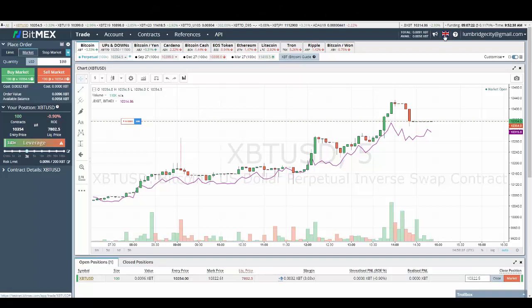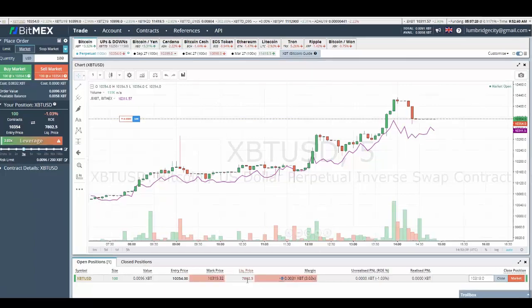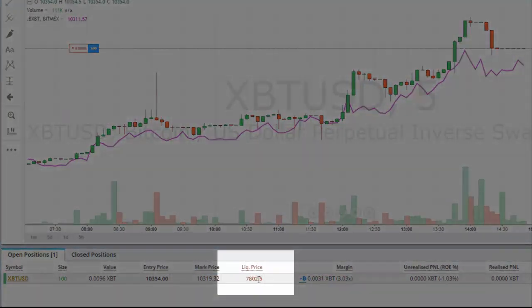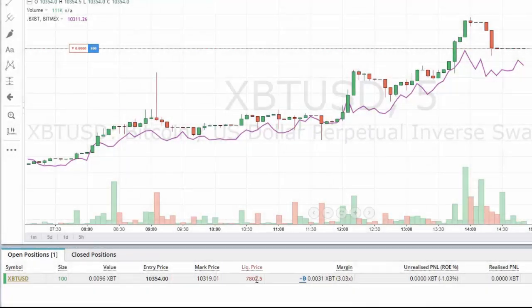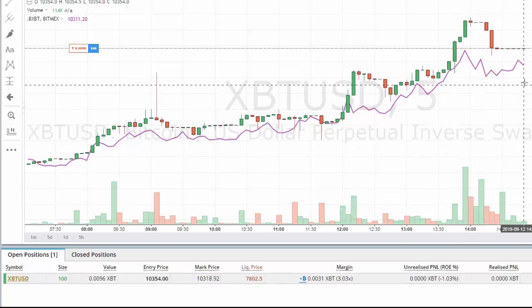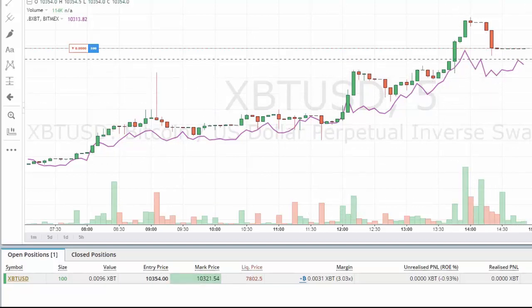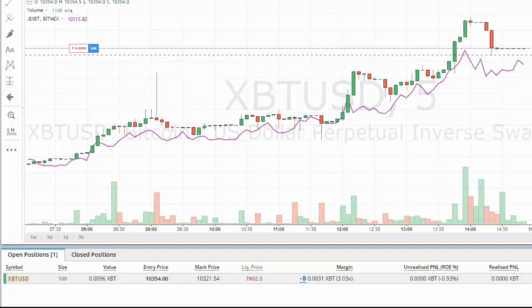Now that I have my order in place, we can see the details down here. The most important number to notice is the liquidation price at $7,802. Because I've selected low leverage, my liquidation price is quite a long way away. What that means is that if prices get down to this level, I'm losing so badly that the system is going to automatically close my trade at the market, whatever the price is. The higher your leverage, the closer the liquidation price is to your entry price. So when you're doing 25 and 50 times leverage, the liquidation price comes up very close.